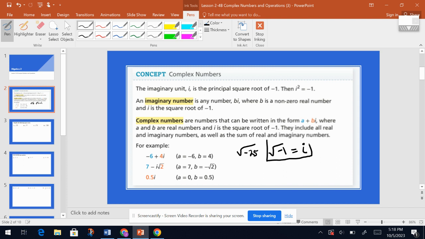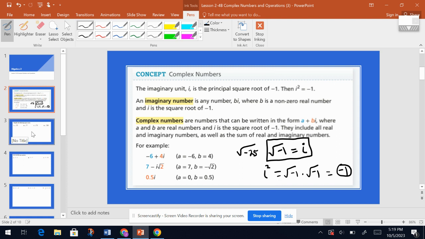This is really important. Well, if i squared is equal to the square root of -1 times the square root of -1, anytime that we have two numbers underneath the square root, this is going to just get rid of the square root and it's going to equal -1. So an imaginary number times an imaginary number actually equals a negative value.